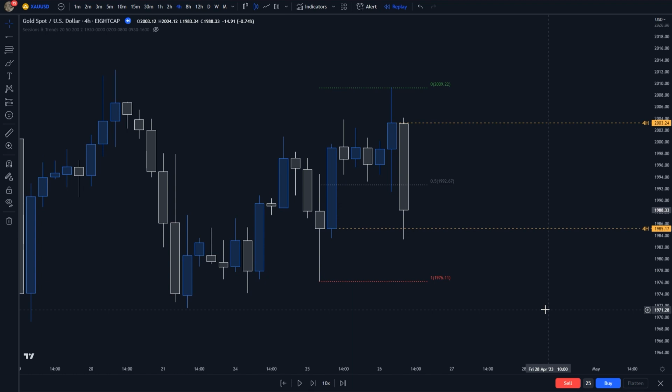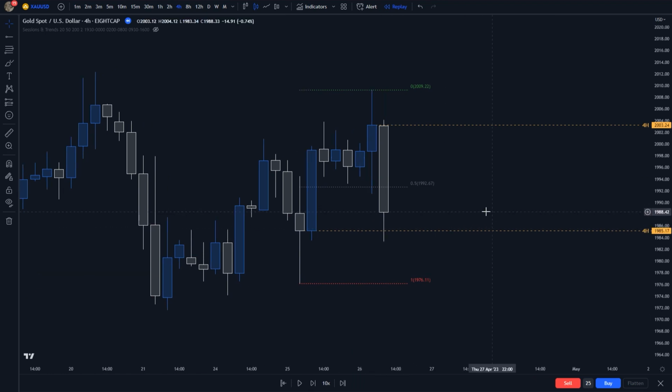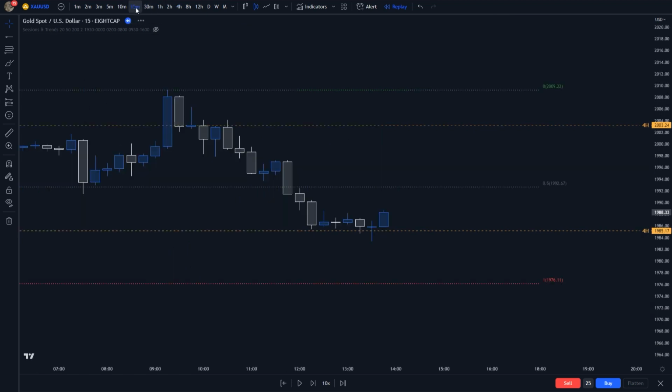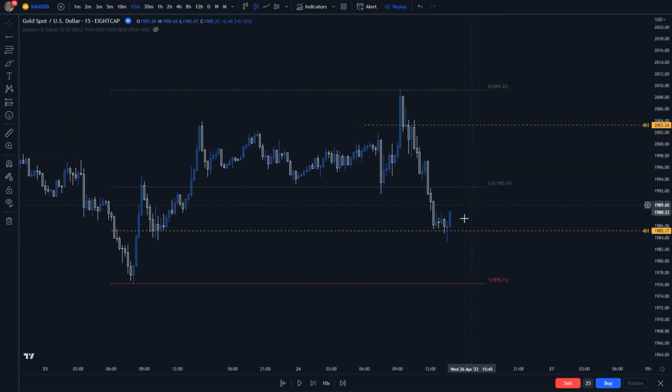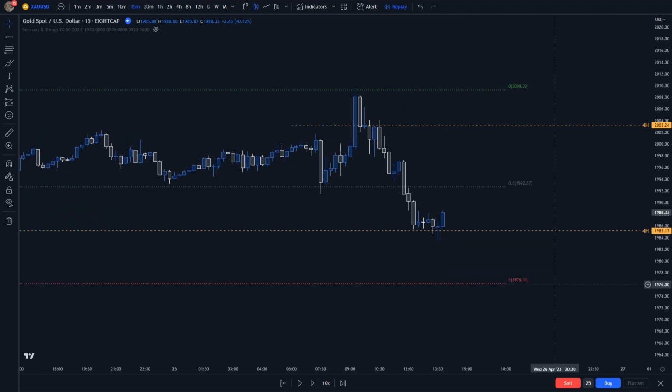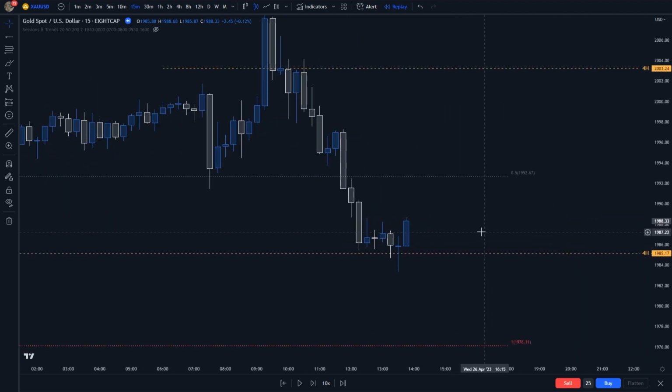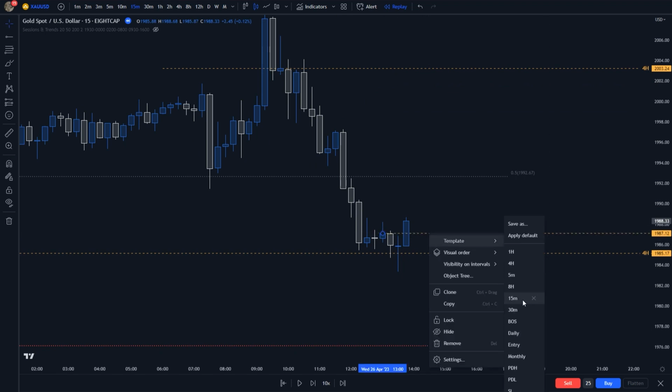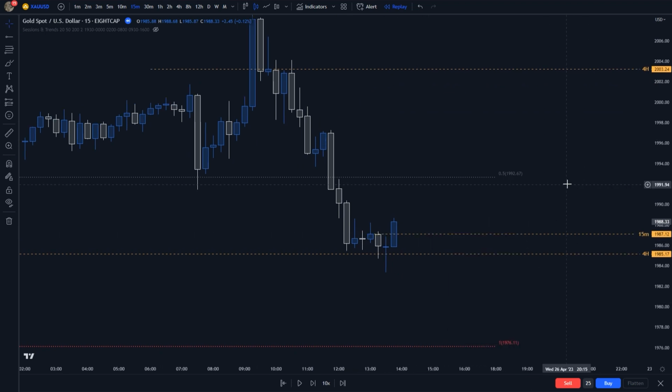Alright, now how to find a buy entry from this point? Very simple. I switch to a lower time frame, the 15 minutes, and before I enter I want to see a bullish structure on this time frame. Okay, the first thing I see is a reversal pattern. We are breaking this resistance here.